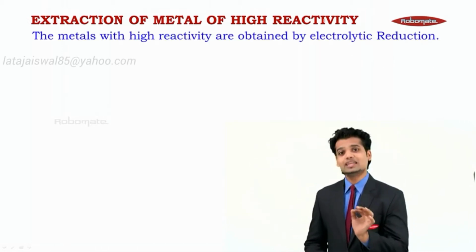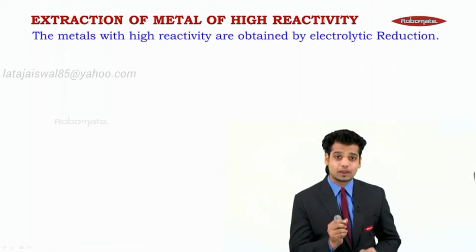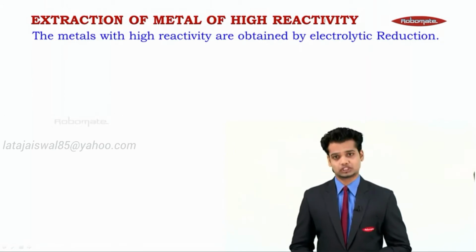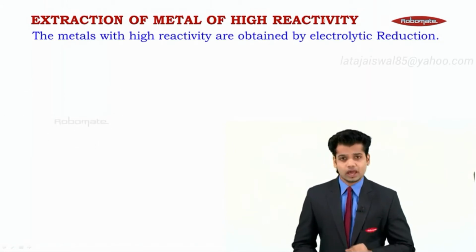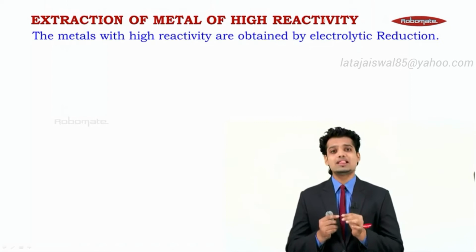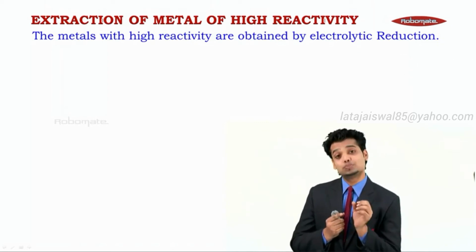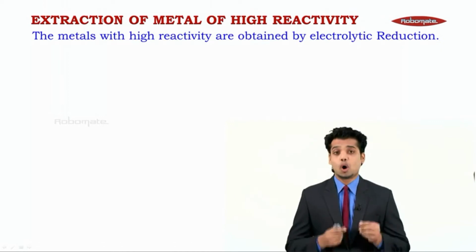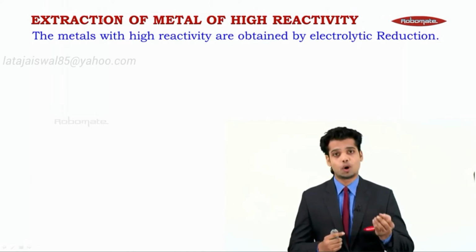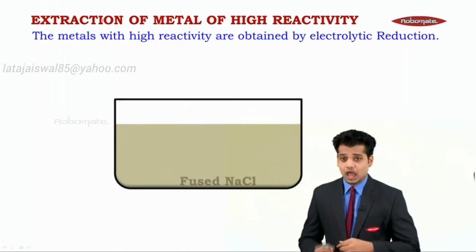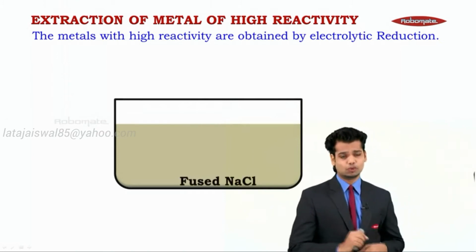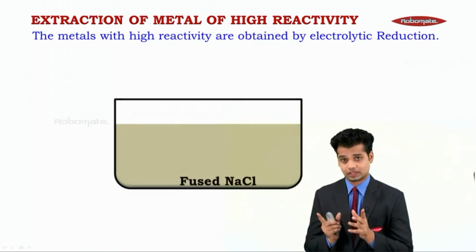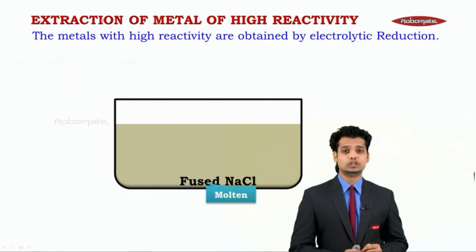The metals with high reactivity are obtained by electrolytic reduction. So electrolytic reduction, what do you mean by electro? Electric. Lytic means splitting up, and reduction means removal of oxygen, or in this case, removal of electrons. Let's see, fused NaCl. What do you understand by fused? Fused means molten.